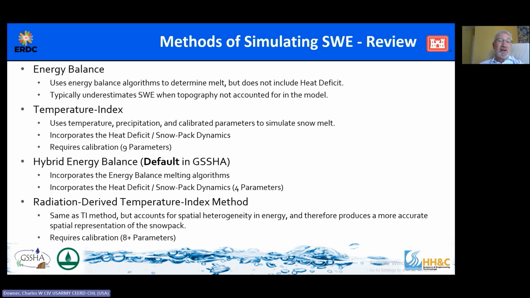And then you can also use the radiation-derived temperature index method, same as the temperature index method, but it accounts for how the energy comes in based on the topography, cloud cover, and vegetation cover. Again, the downside is, since we basically have our temperature index method, now we've got 8+ parameters, and I don't know how that works exactly, but let's just say there's around the same number of parameters to calibrate.